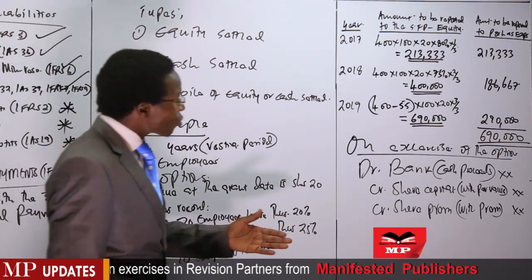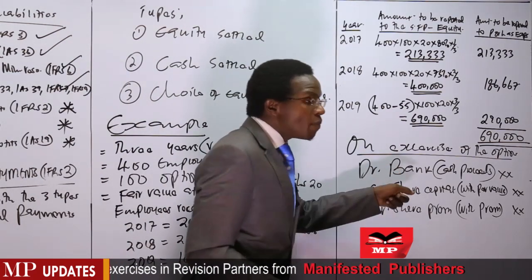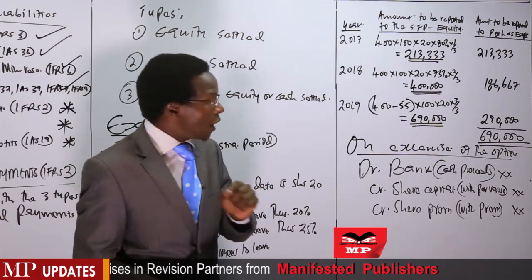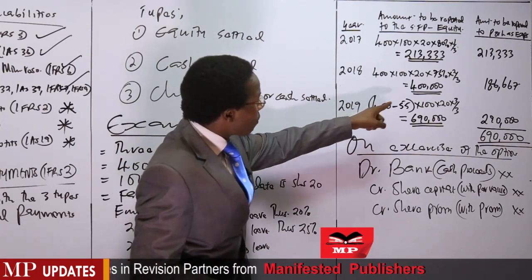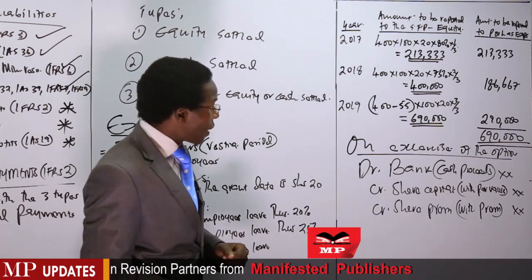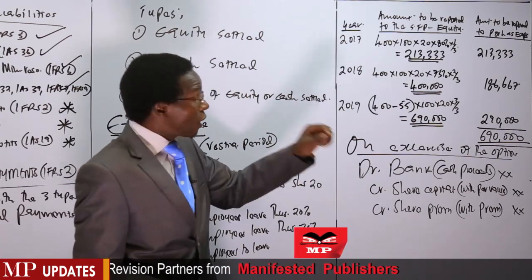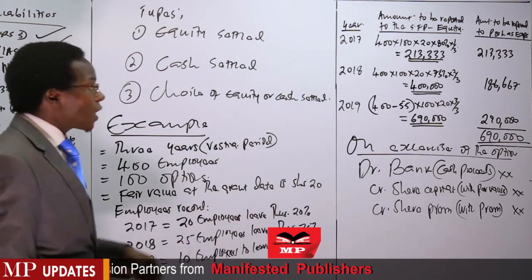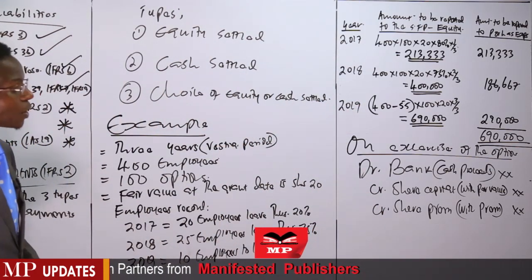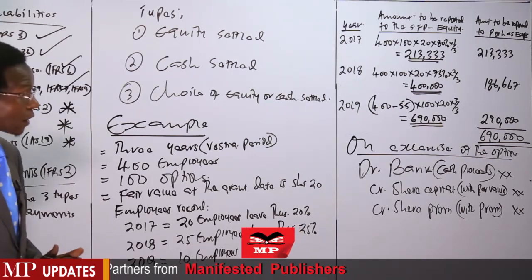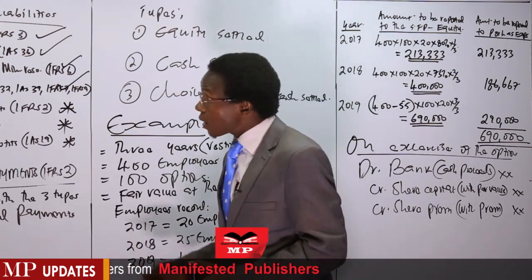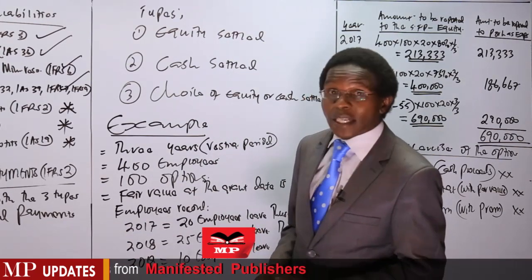Then we could have taken into account that the cash proceeds could be based on the final number of employees. And the final number of employees is 400 minus 55. That's 345. So that could be the final number of employees. We could have used that to determine our cash proceeds. So friends, this comes to the end of this topic, the end of IFRS 2.